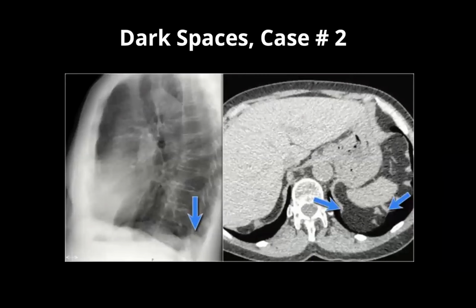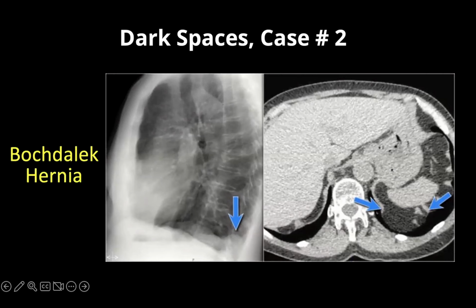That's the second case. Look always at this point inferiorly. It should never be opaque or have any opacity. And there you see that there is some opacity and bulge there. That's a very lovely place for hernias, for diaphragmatic hernias. And in this case, we can see it's a fat-containing Bochdalek hernia in the left posterior hemidiaphragm.